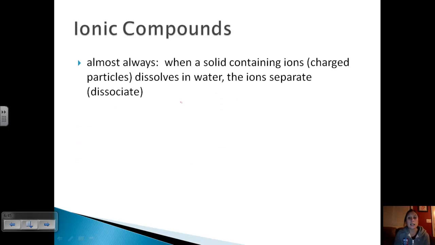Okay, well, normally ionic compounds are the type of compounds that will form double replacement reactions or precipitation reactions. So almost always when a solid containing ions, remember ions are charged particles, dissolves in water, the ions will separate or dissociate. So if you remember from the pickle lab that we did, we took hydrochloric acid, vinegar, salt. Those were our ionic compounds because they dissociated or broke apart into their ions in water.